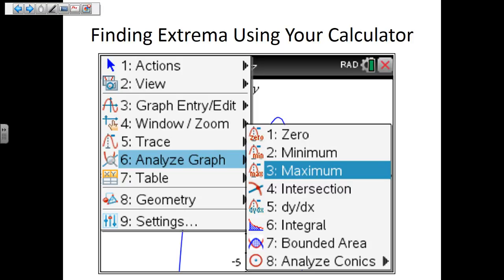Now we can do this several times. So if we've got several minimums to find, we can find one minimum, find another minimum, find another minimum. Or if we've got several maximums, we can find one, move on, find the next. So choose whatever we're looking for, whether it's a minimum or a maximum.